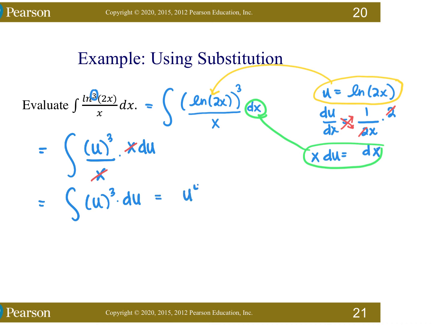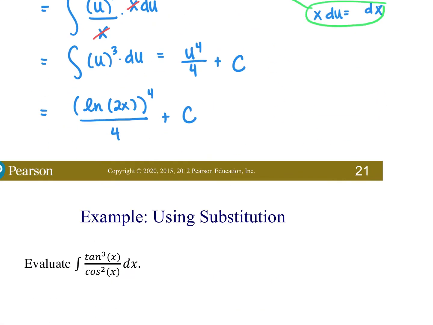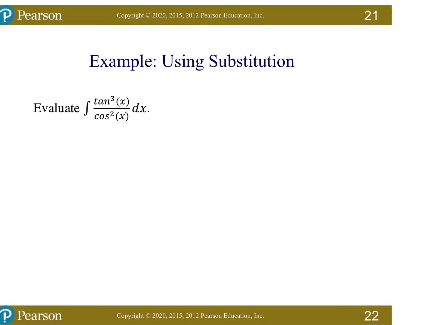which has a lovely antiderivative of u to the 4th over 4 plus the constant c. So my last step is to replace the u with what I had originally chosen. So the natural log of 2x, that quantity will be to the 4th power over 4 plus c. So that's the general solution using substitution. So practice makes perfect. Let's just keep practicing.